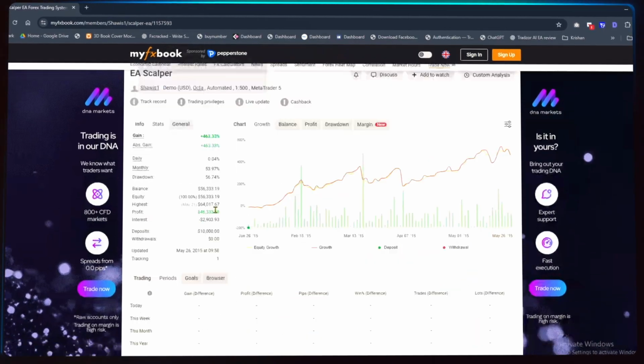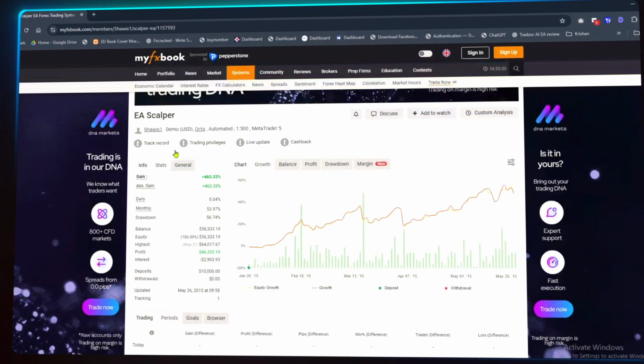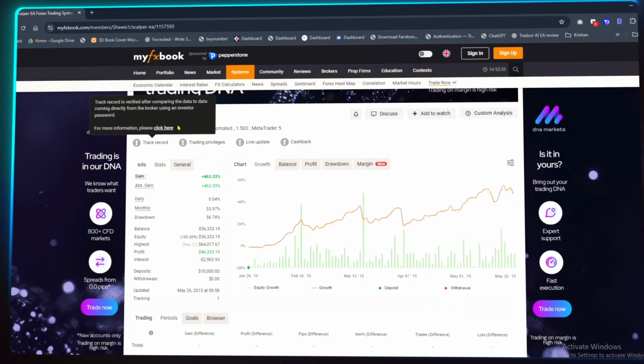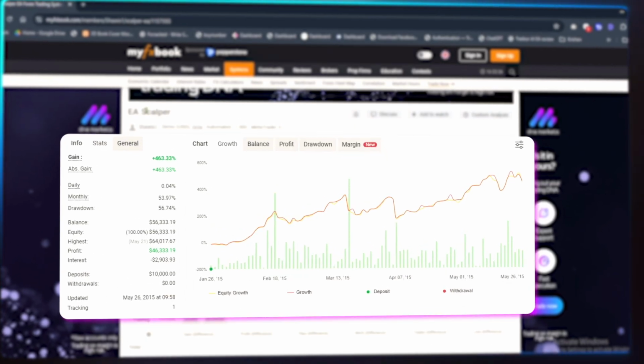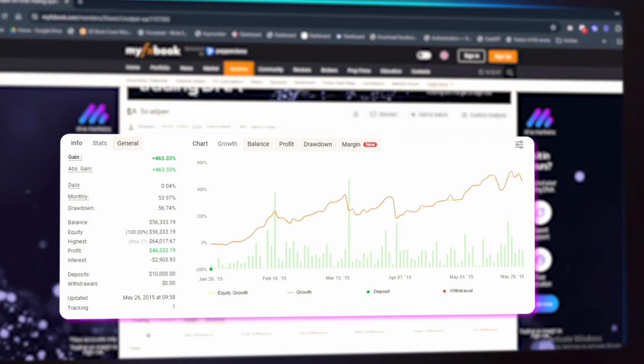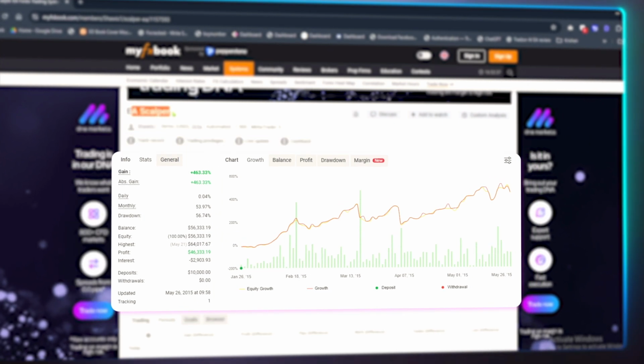Now, let's spend proper time on MyFXBook, because this is where EA Scalper MT5 really explains itself. The account shows a gain of about 463.33%, starting from deposits of $10,000 and building the balance up to roughly $56,333, with total profit around $46,333 and no withdrawals during the tracked period, which tells me the growth wasn't artificially staged.